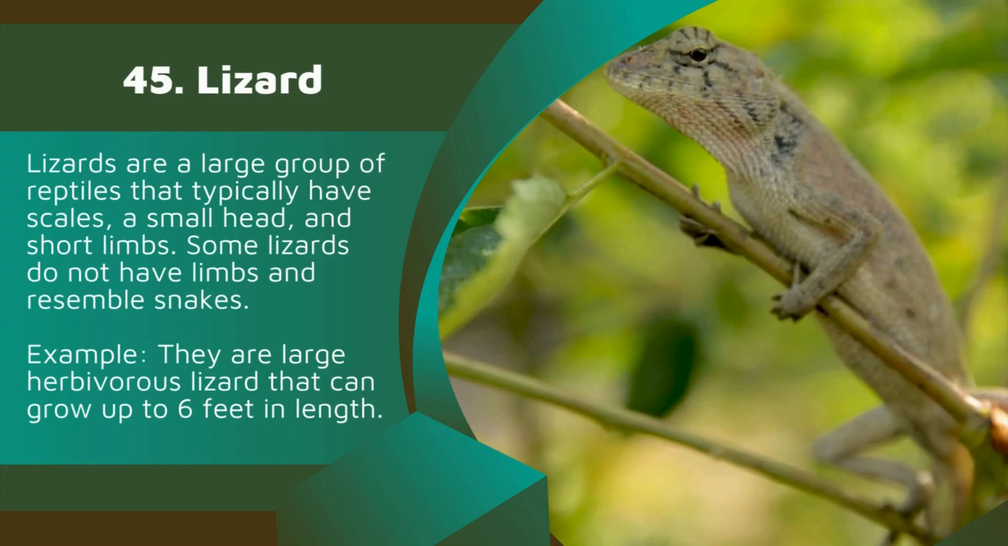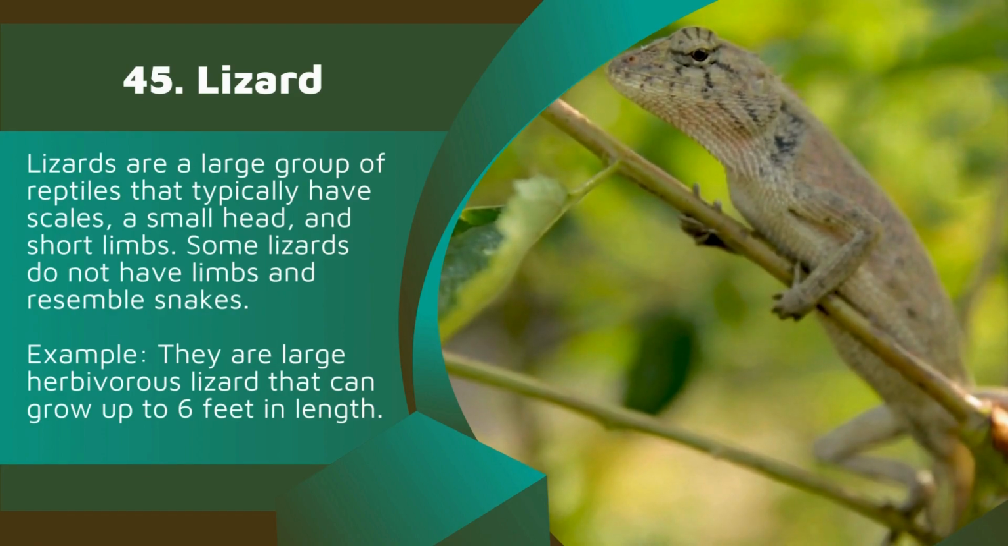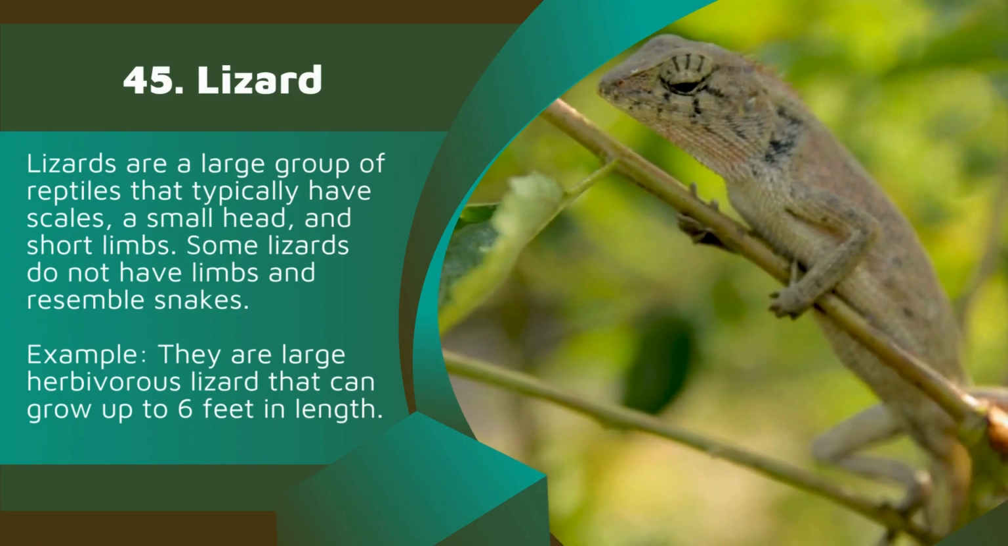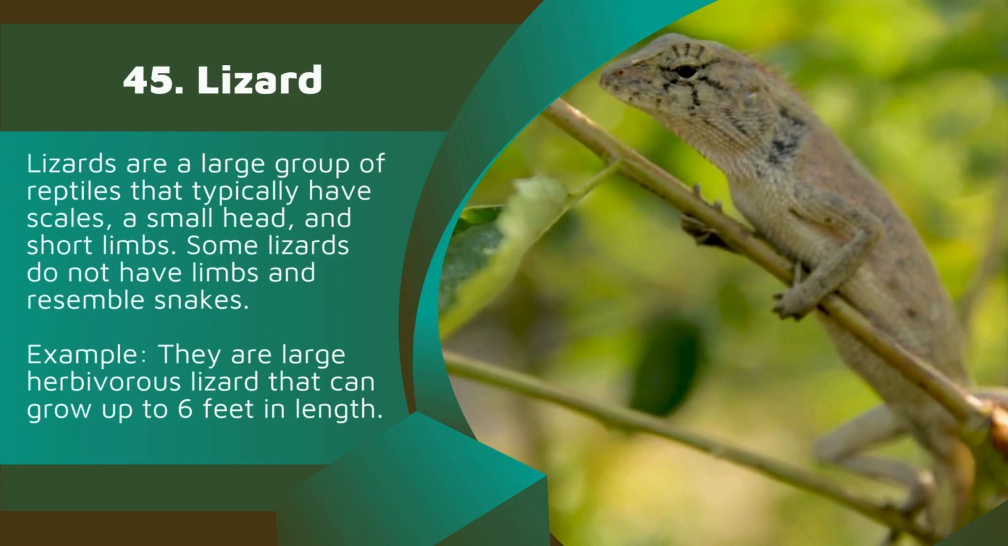45. Lizard. Lizards are a large group of reptiles that typically have scales, a small head, and short limbs. Some lizards do not have limbs and resemble snakes. Example, they are large herbivorous lizards that can grow up to 6 feet in length.